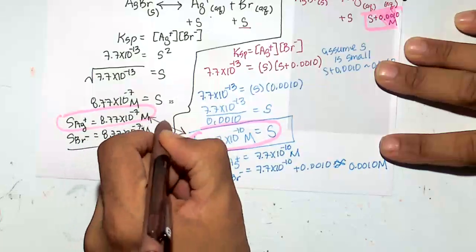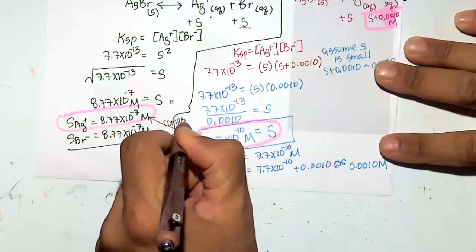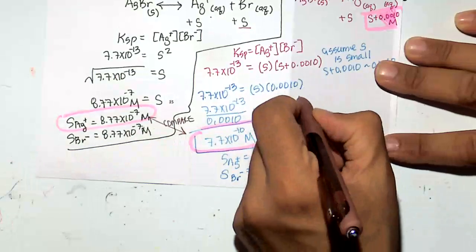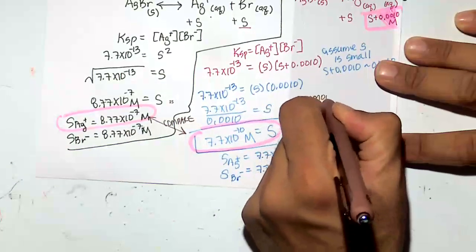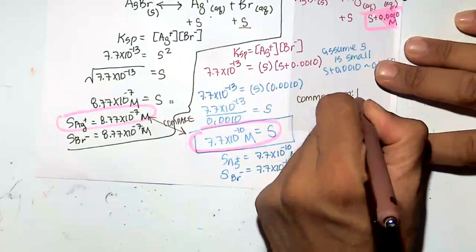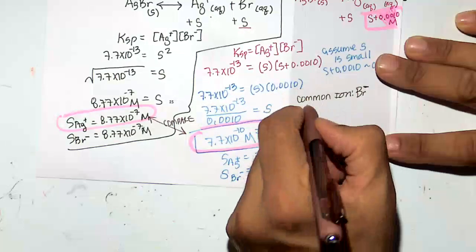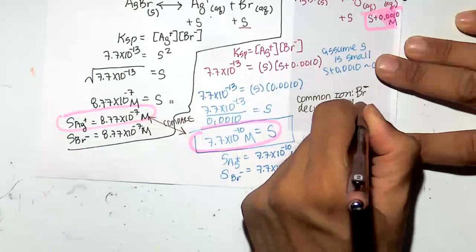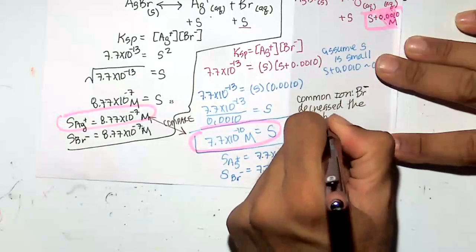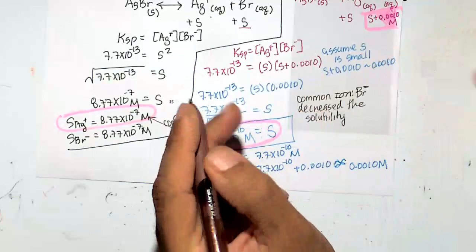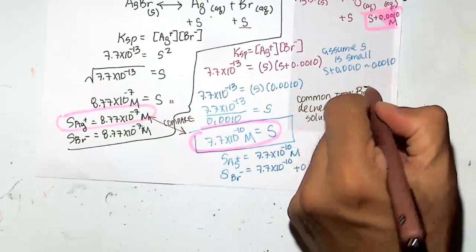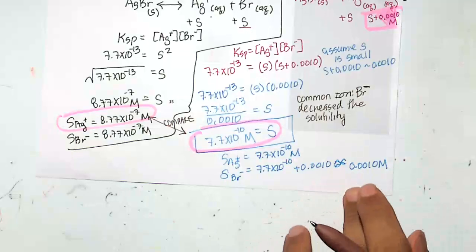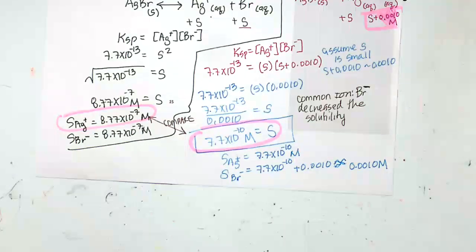So you can see, compare these two. I'll write here: the common ion, in this case Br minus, decreases the solubility. And that's what the common ion effect will do. It will decrease the solubility.